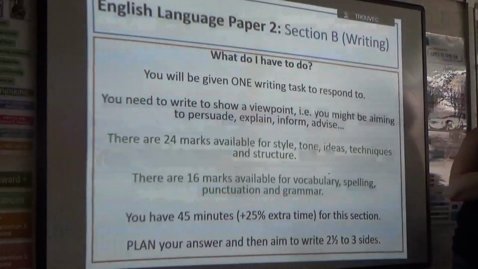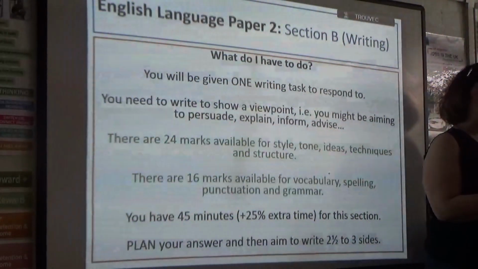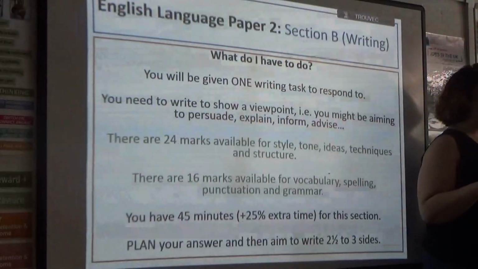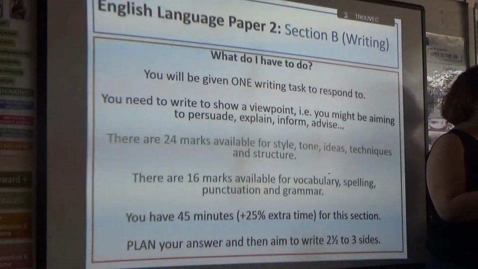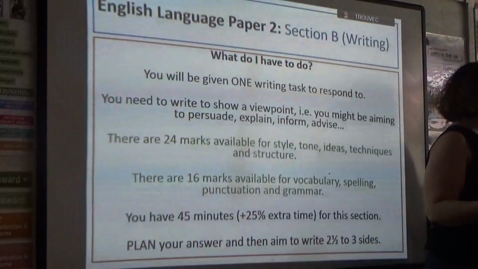You get 16 marks for your SPAG and again vocabulary. That's 40% of your mark goes to SPAG. So you need to make sure that at a basic minimum, your capital letters and your full stops are accurate, okay?